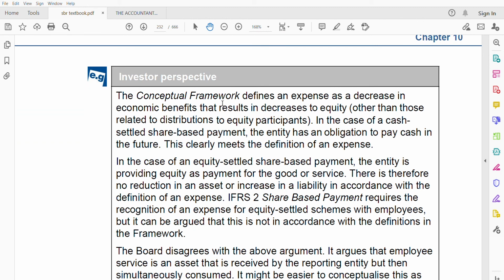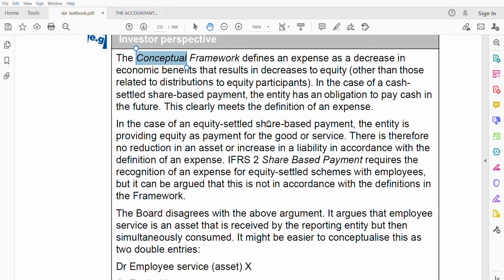Now we are again going back to our conceptual framework's definition of an expense. What does the conceptual framework define expense as? A decrease in economic benefit that results in a decrease to equity. So in the case of cash-settled share-based payment, the entity has an obligation to pay cash. So this clearly meets the definition of an expense. What about equity-settled share-based payment? Here they are providing equity. So there is no reduction in an asset or increase in a liability in accordance with the definition of an expense. Yet IFRS 2 requires recognition of an expense.